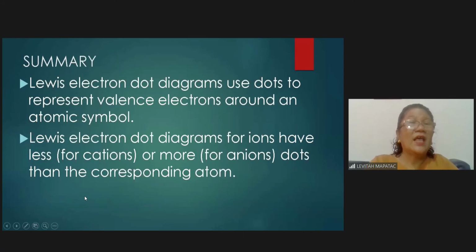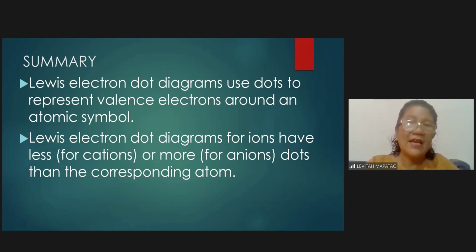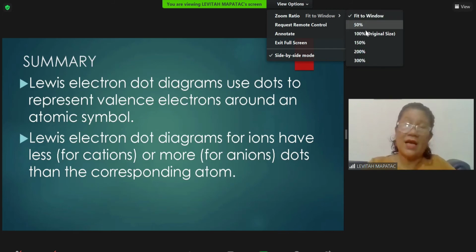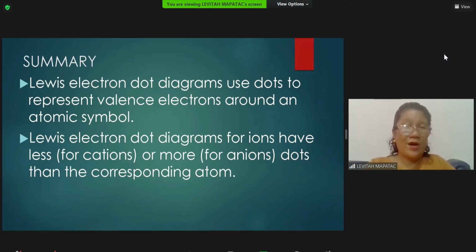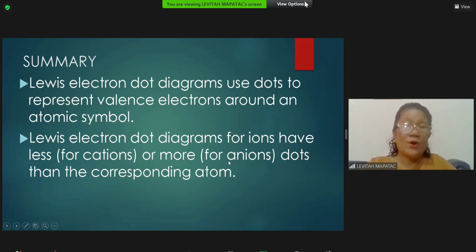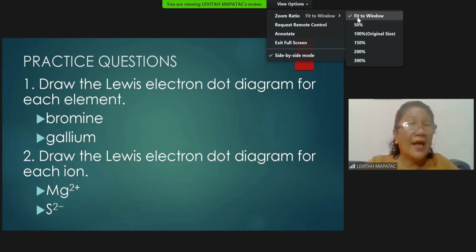So as a summary, the Lewis electron dot diagram is used to represent the outermost shell electrons, or the valence electrons, around the atomic symbol. Lewis electron dot diagrams for ions have less for cations or more for anions. So if it is cations, what will be its charge? It will be positive. For anions, what will be its charge? Negative. So this will be your assignment.